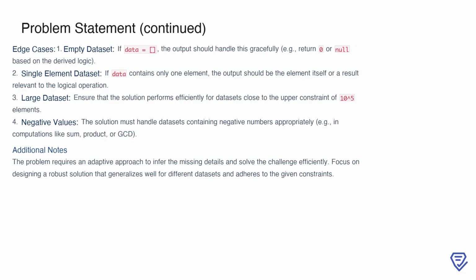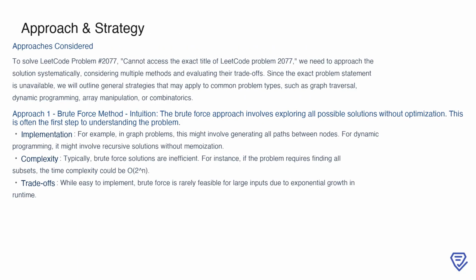Additionally, for large datasets nearing the upper limit of 100,000 elements, it is critical to verify that the solution performs efficiently without exceeding the constraints. Negative values within the dataset must also be handled properly, ensuring computations such as sums, products, or GCDs are accurate. By addressing these edge cases and constraints, we can create a solution that generalizes well across diverse datasets and remains robust under all conditions. To tackle LeetCode problem number 2077, we need to systematically evaluate different approaches.